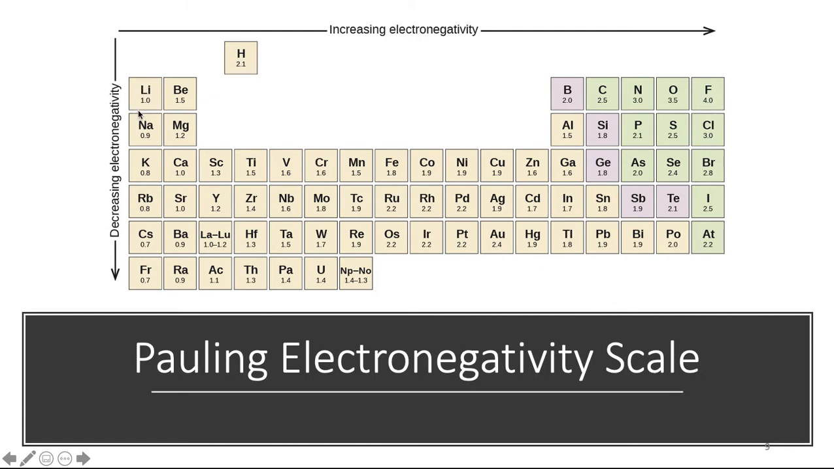A low value, like these elements over here, which is group 1, they don't have very high electronegativity values, and we know that because they give up that electron way too easily to form an ion.